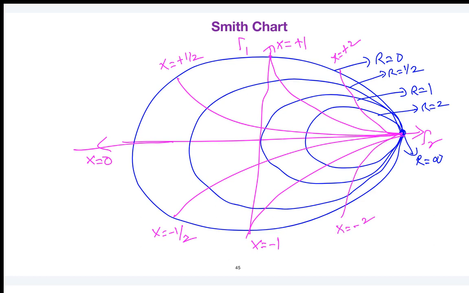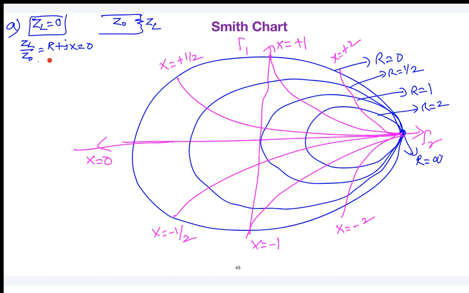First of all, let us try to understand the first case. I had my ZL value equal to 0. Everybody has to remember, every particular load on a transmission line corresponds to one particular point on the Smith chart. How to find that particular point is very tricky. Once you know that the load is short circuited, this is your characteristic impedance and this is your ZL. If ZL is equal to 0, can you tell me the normalized load impedance? That is R plus jX equal to 0, with R equal to 0 and X equal to 0.